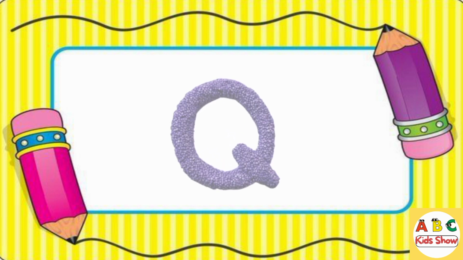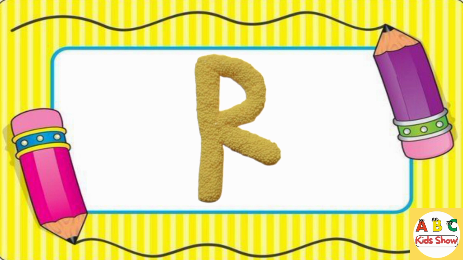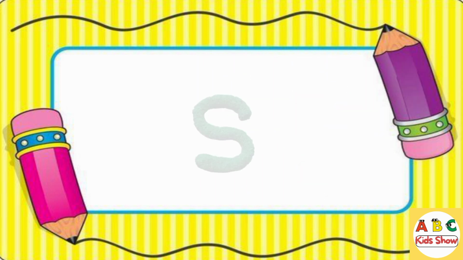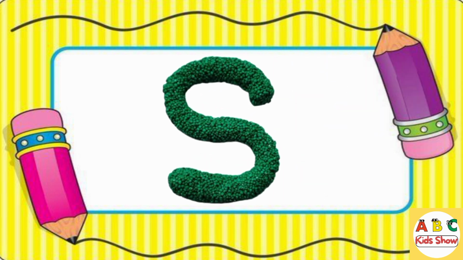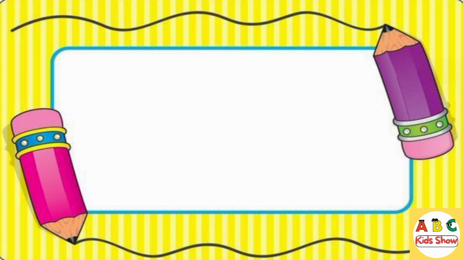Q for queen. R for rabbit. S for sun. T for toy.